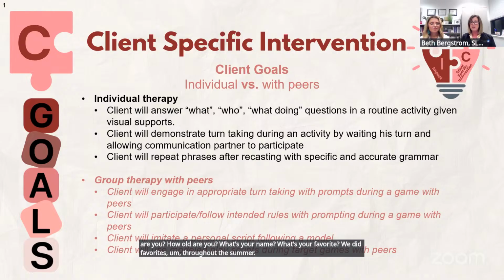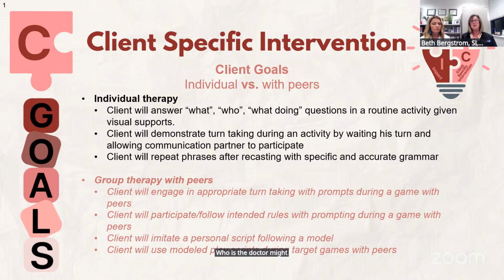And then also, client will use modeled play scripts during target games. So not only did we do some of those rule and turn taking games, but then we played some other games that had, again, those roles associated with it, where someone who is the doctor might say this and someone who is the patient might say this.